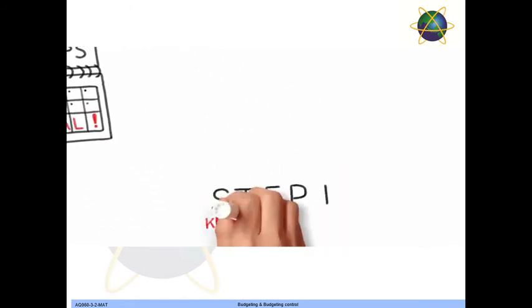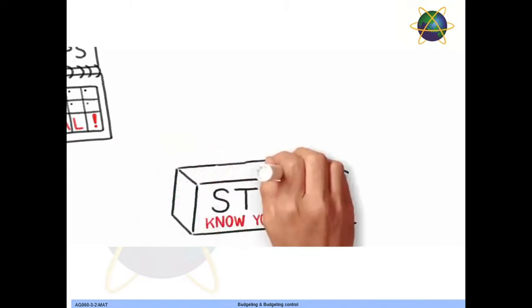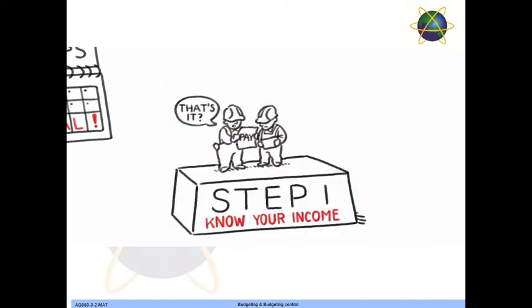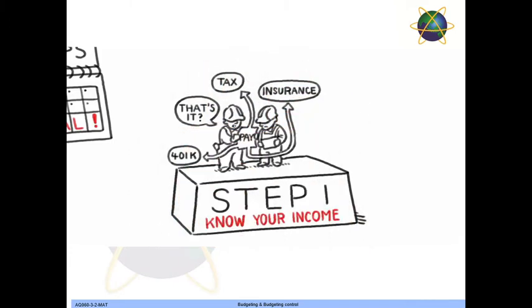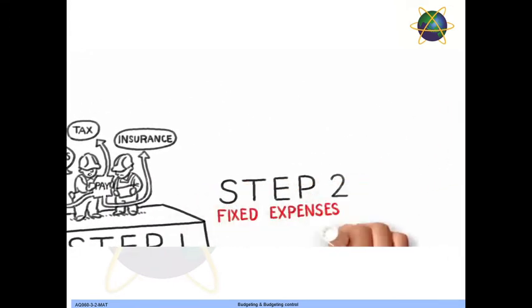Step 1. Know your income. Seems simple enough, right? But knowing how much you can spend each month starts with knowing how much you take home. That means you can't build your budget based on your salary. It should be based on your net income. So get out some pay stubs and see what you're clearing after taxes, insurance, 401k contributions, and other stuff like that.